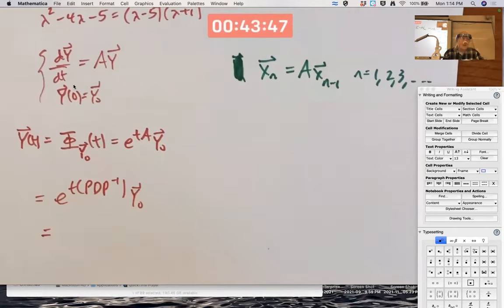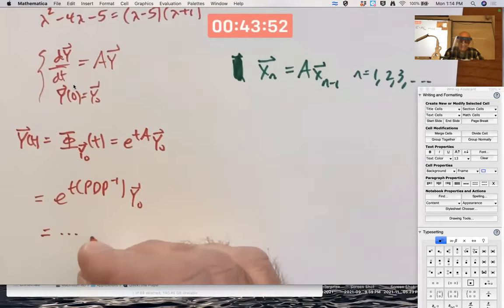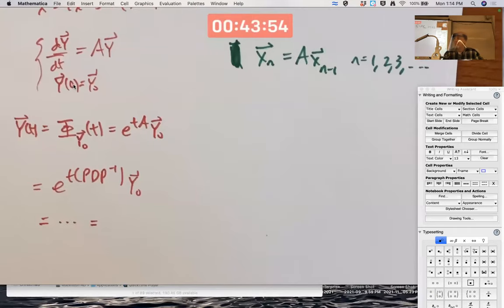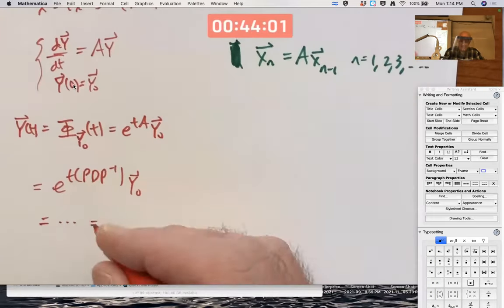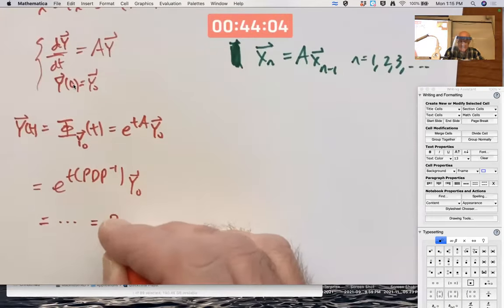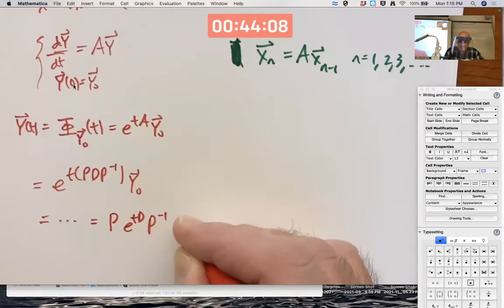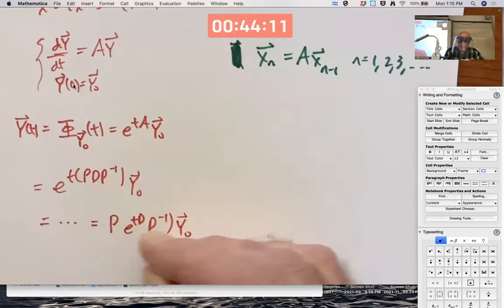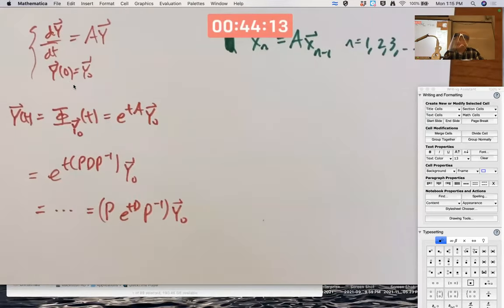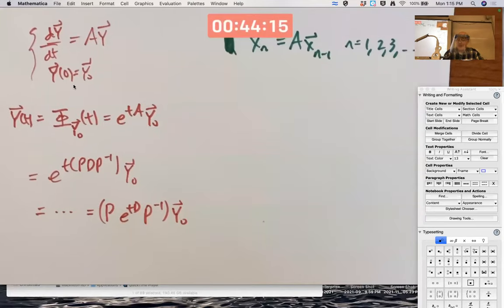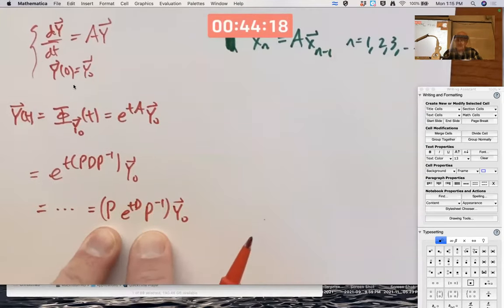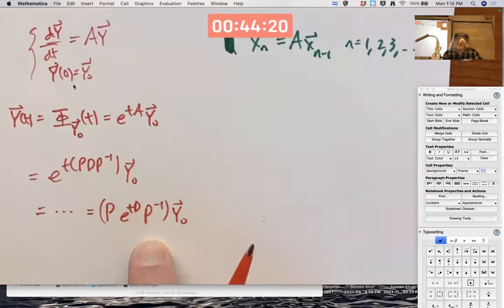But this still begs the question, how do you do this? It turns out you can prove, using the definition of the matrix exponential as a Taylor series, that this is the same as P times e to the tD times P inverse. In other words, we only need to exponentiate D and then use the change of coordinates matrix this way to get back to exponentiating A.